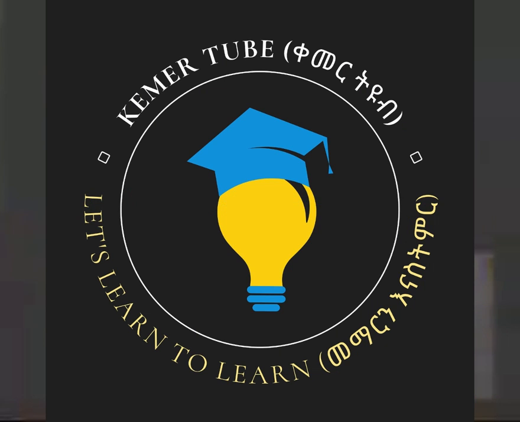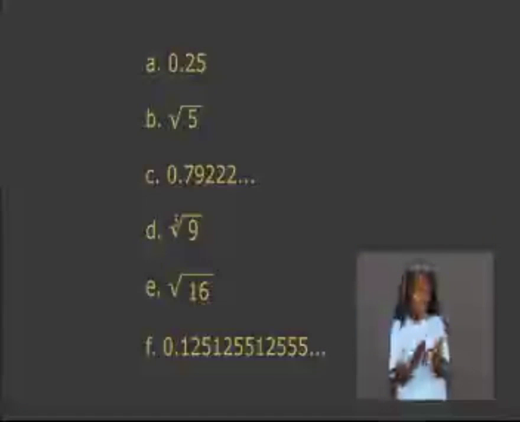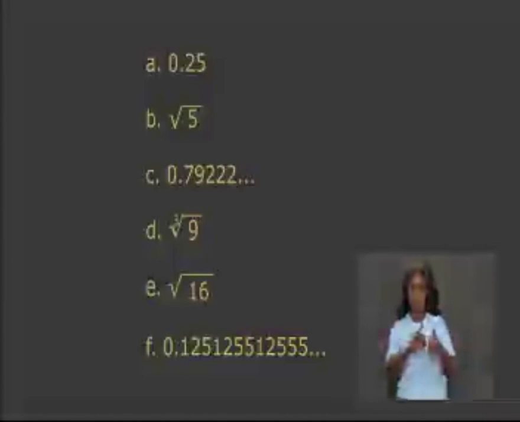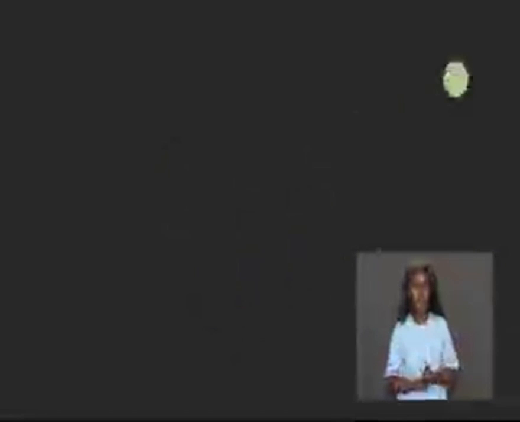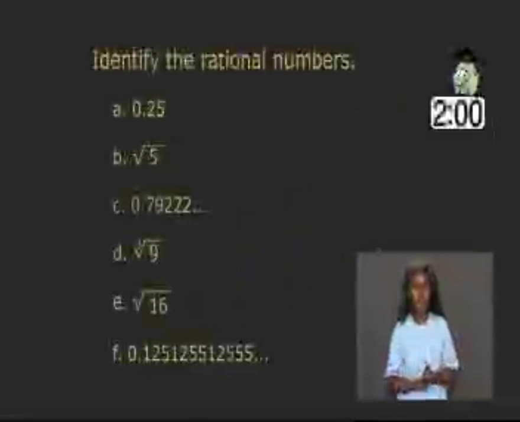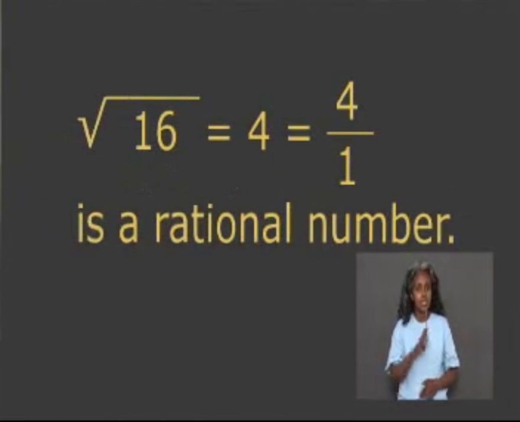Please look at these numbers, students. Using what you have learned so far, work with a classmate and identify the rational numbers. You may begin. Students, let's get ready. Begin. The square root of 16 is 4.